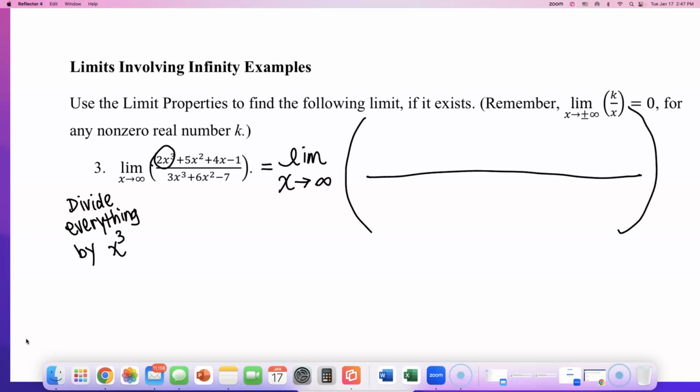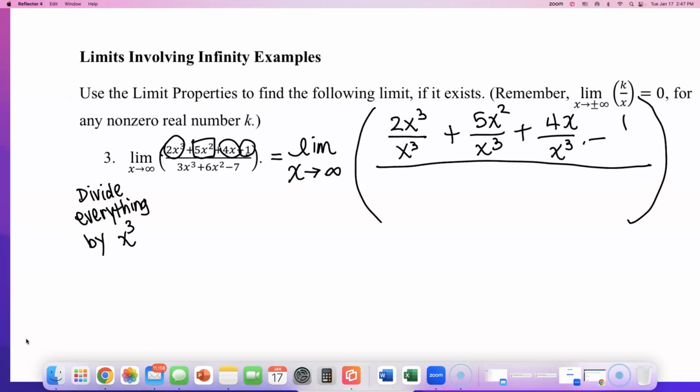First, write down 2x cubed divided by x cubed. I'm done with the first one. Next, plus 5x squared divided by x to the third. Next, plus 4x divided by x to the third. Last one, minus 1 divided by x to the third. Okay, so I'm done with the top of the fraction now.